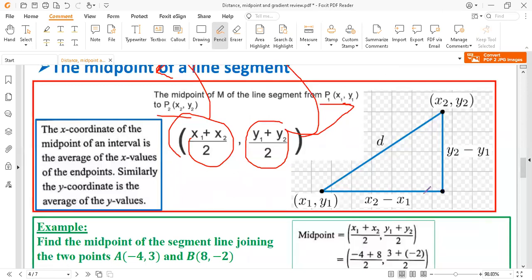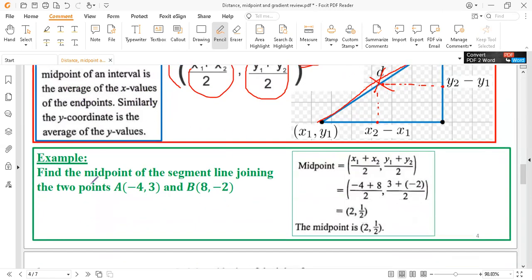It is easy to represent it here in any plane. So we have the point (x1, y1) and this point, and we are seeking to find the midpoint here. The midpoint has this ordinate and this ordinate, normally the average. So the x coordinate of the midpoint of an interval is the average of the x values of the endpoints. Similarly, the y coordinate here. Easy.